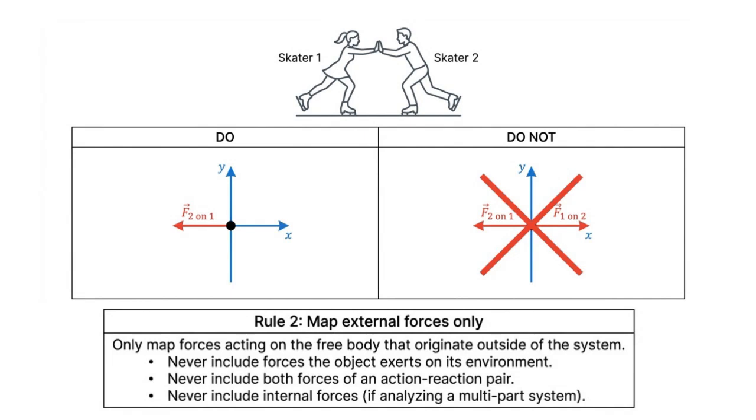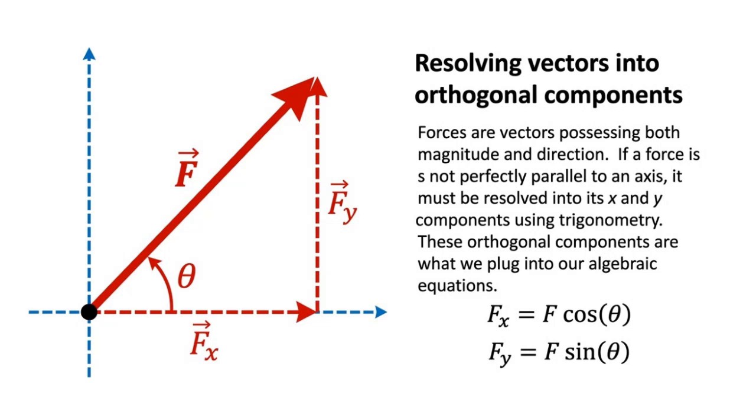Following this rule helps us clearly understand how external forces influence each object independently. When dealing with forces that aren't aligned perfectly along one axis, we break them down into perpendicular components to make calculations easier. By using trigonometry, we resolve a force into its horizontal and vertical parts, which are called orthogonal components. This process allows us to work with the separate x and y components instead of the force as a whole.